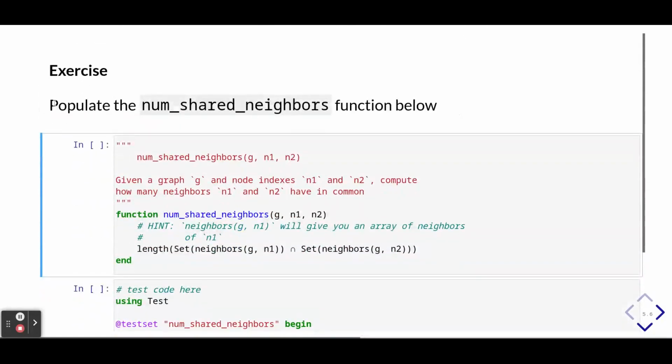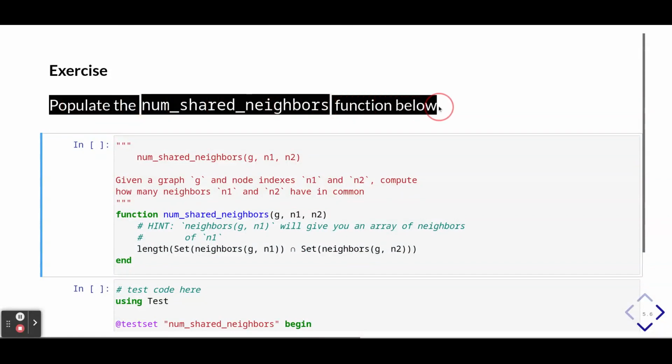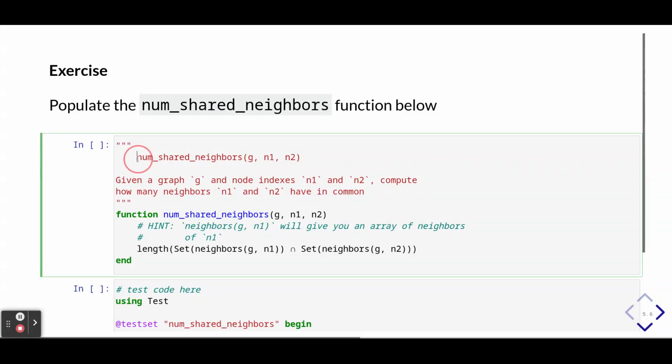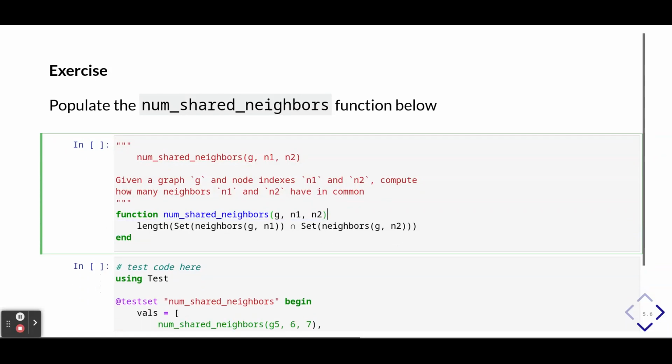To begin, we want a function called num_shared_neighbors that works as follows. We can read the docstring here. It says num_shared_neighbors of a graph G, where we have node 1 and node 2, does the following: given a graph G and node indexes n1 and n2, compute how many neighbors n1 and n2 have in common. Now, I've written this function for you, and here's how I chose to implement it.